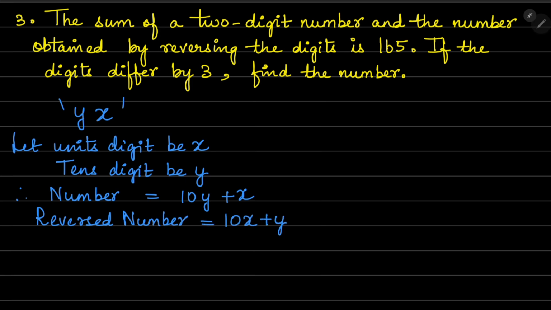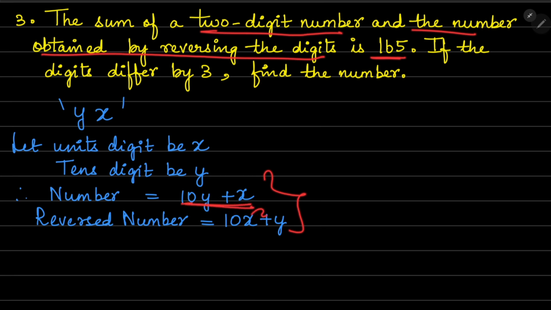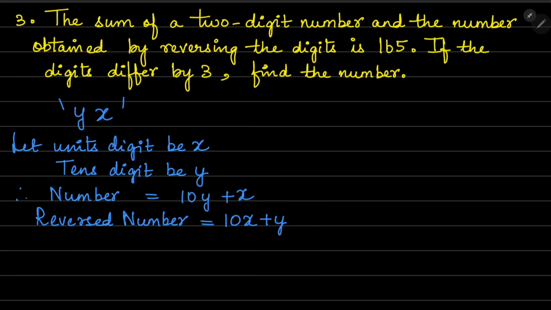I haven't read the question yet. The minute I see the term two-digit number, these are the basic details that I have to write. Now let me go ahead and read it. What is the first thing? The sum of the two-digit number and the number obtained by reversing the digits is 165. That means the sum of these two is 165. Let's write it.